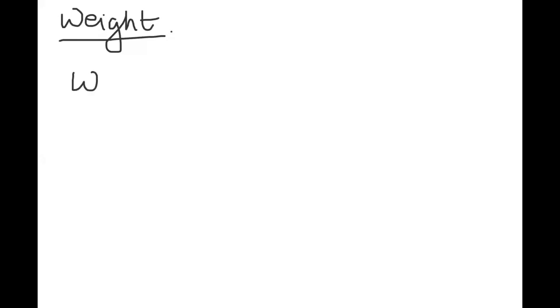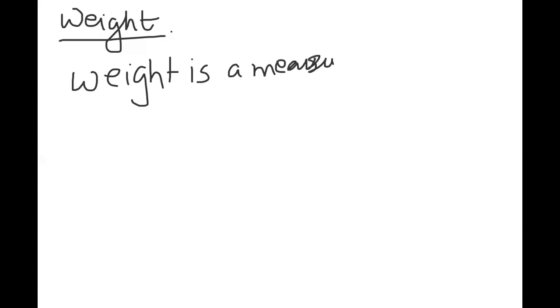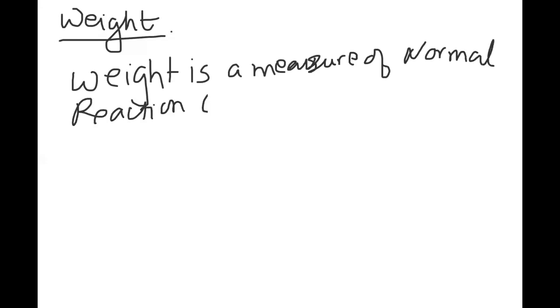So it turns out that weight is a measure of normal reaction or tension. अगर मैं स्प्रिंग बैलेंस से लटका हूं तो जो स्प्रिंग बैलेंस की रीडिंग है, that is equal to the tension in the string.